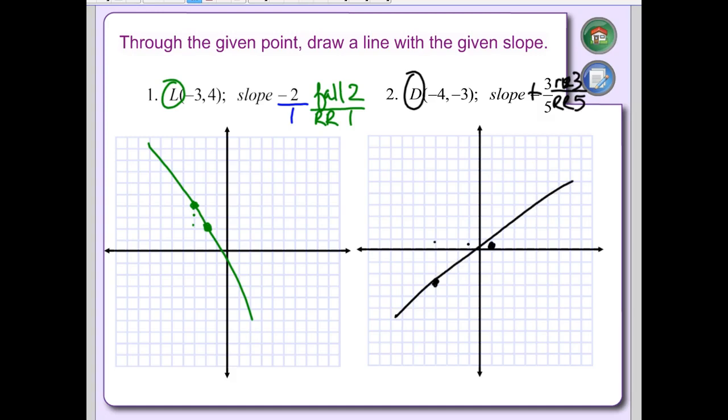So remember, when I'm going to graph the line, I'm going to apply the positive or the negative sign to the numerator, which means rising or falling.